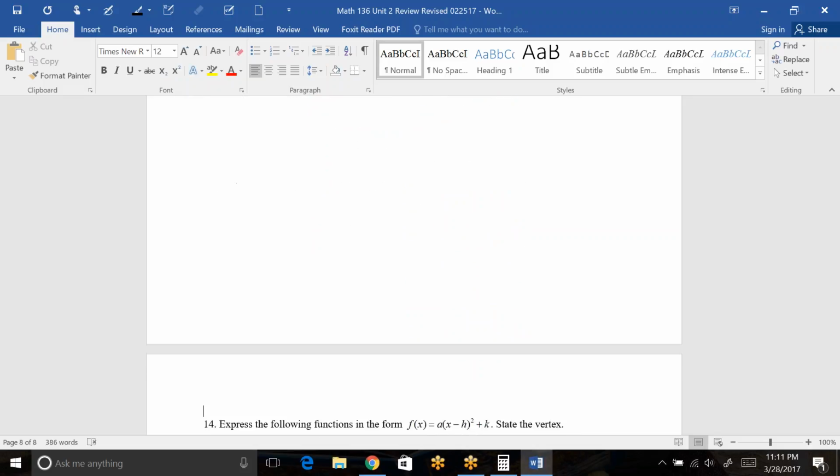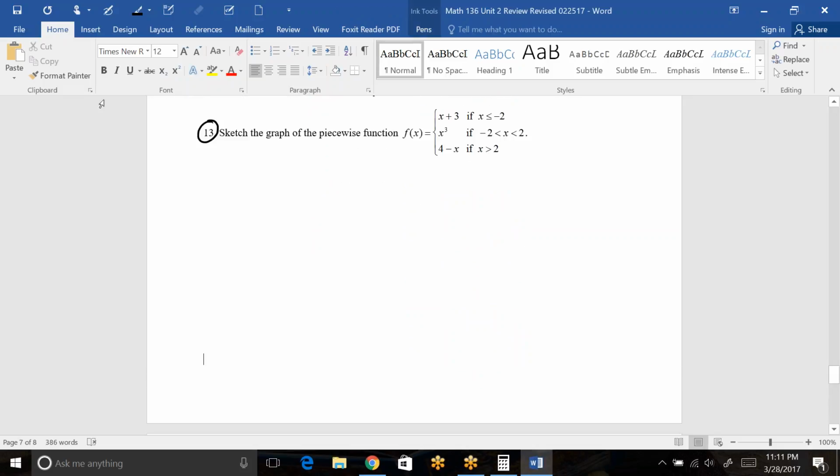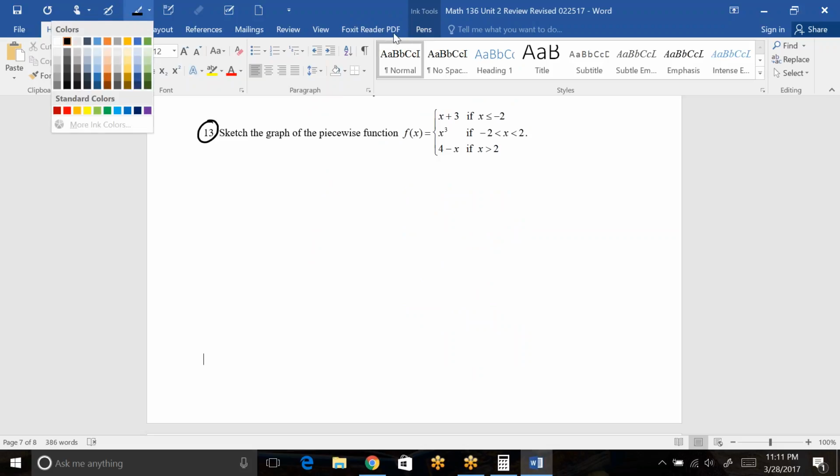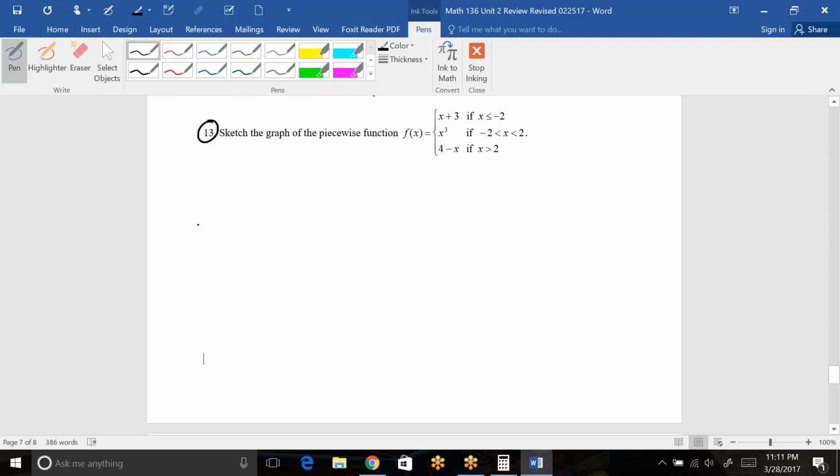All right, so when you're doing a piecewise function, you have to do this in parts. You essentially break this up into different equations for every line. So I would start with y equals x plus 3, and that's when x is less than or equal to negative 2. My next table will be y equals x to the third. That's when x is between negative 2 and 2. And then y equals 4 minus x when x is greater than 2.